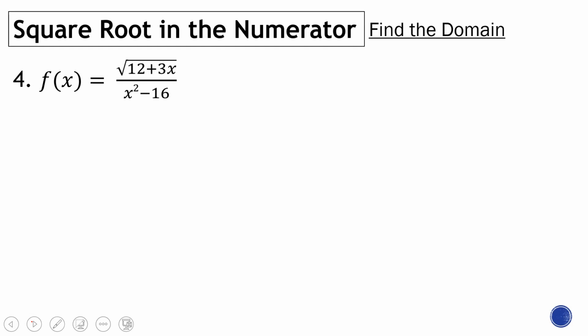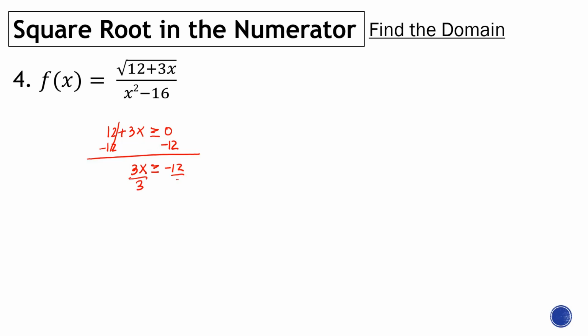Okay, here we go. So again, 12 plus 3x is greater than or equal to 0. We will subtract 12 on both sides, cross that out. This will be 3x is greater than or equal to negative 12. Here we are dividing by a positive number, so that symbol is not going to change. x is greater than or equal to negative 4. So that's our first domain.